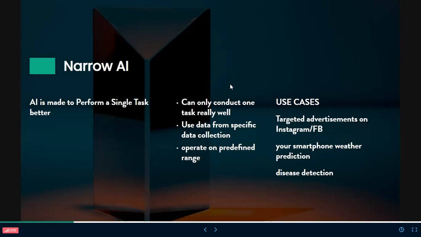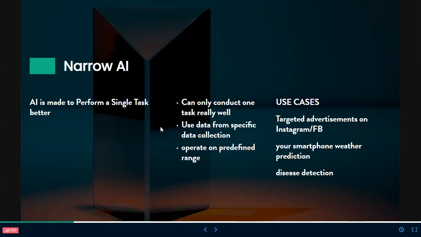So narrow AI is essentially just an AI that is made to perform, and is very good at performing, a single task. So if it's recognizing images, it's very good at doing that. It can't do anything else other than that. If it's recognizing voice, it is very good at that. Nothing else, right? So it only does one task well, and it's also mostly predefined. And we're going to speak about this a little more.